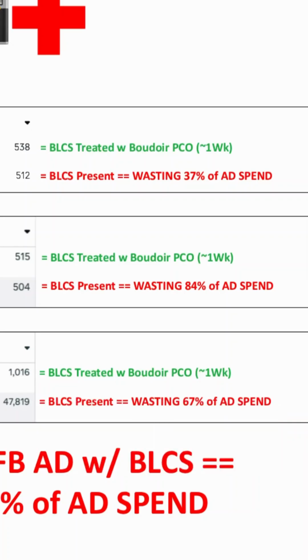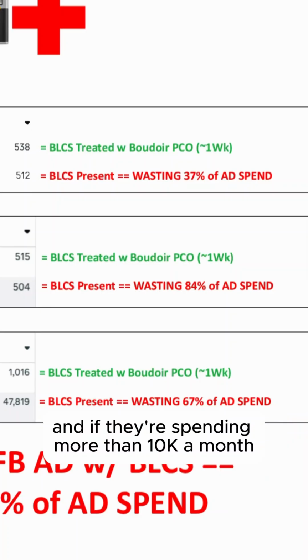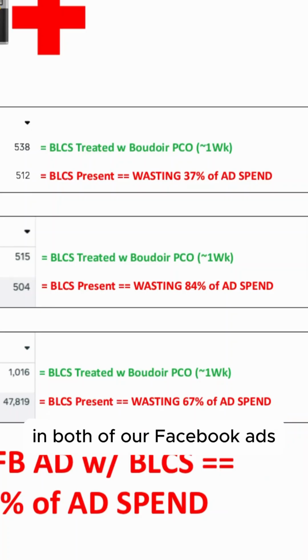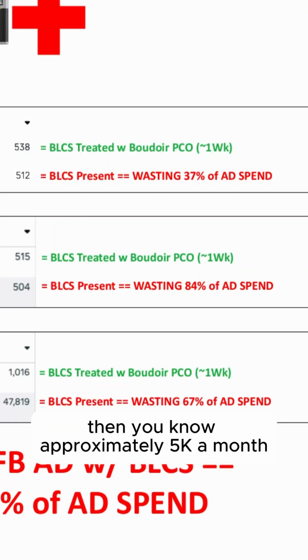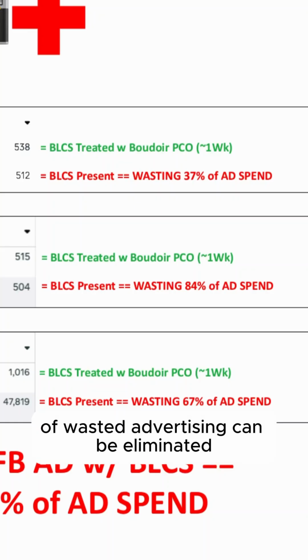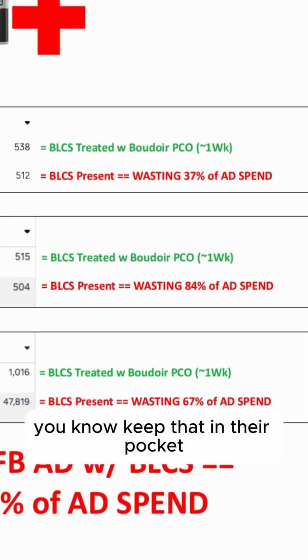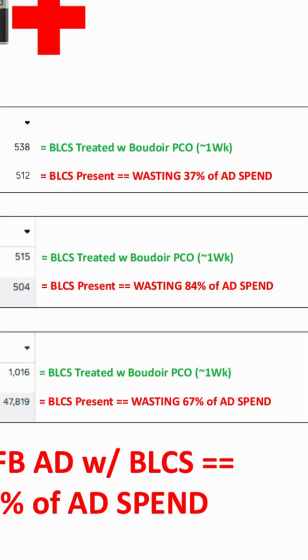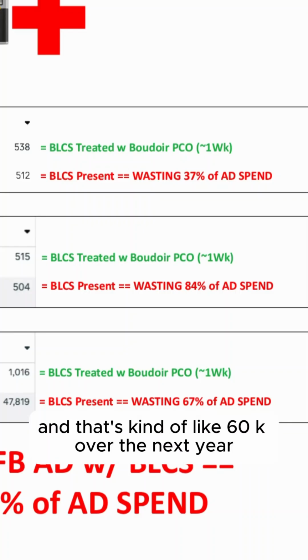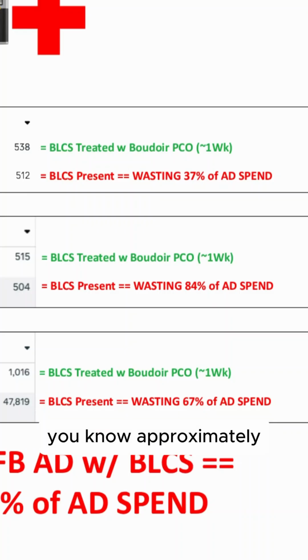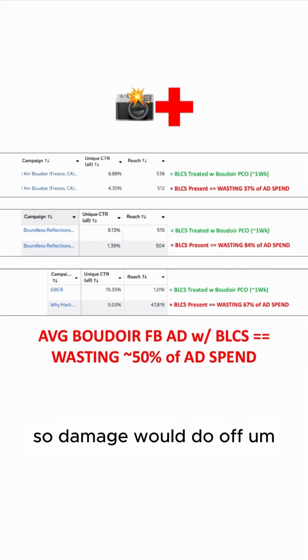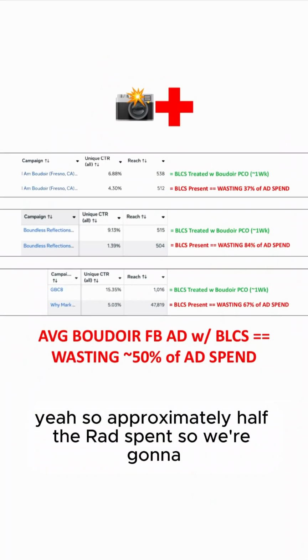So, if they're spending more than 10K a month on Boudoir Facebook ads, then approximately 5K a month of wasted ad spend can be eliminated, and they can actually keep that in their pocket. And that's kind of like 60K over the next year, approximately. So the average Boudoir, so approximately half their ads.